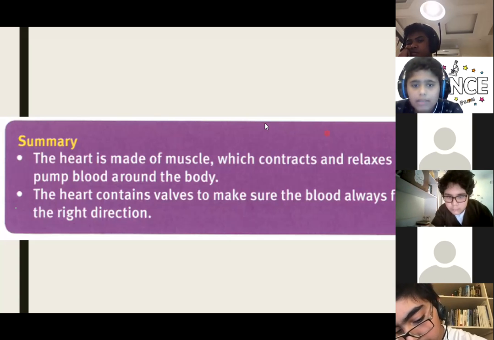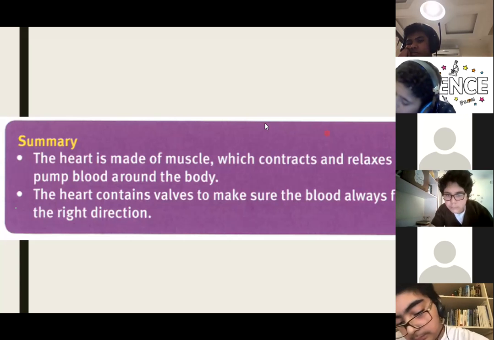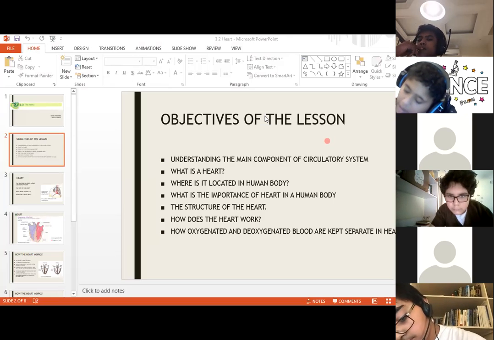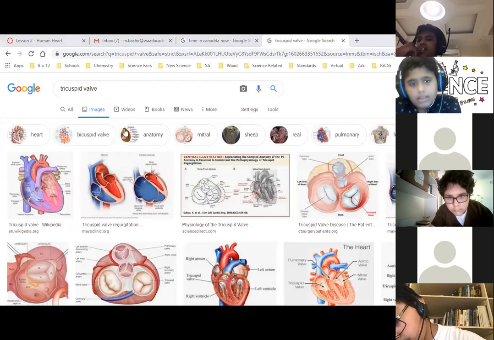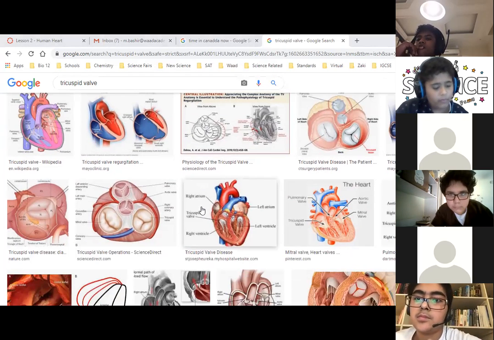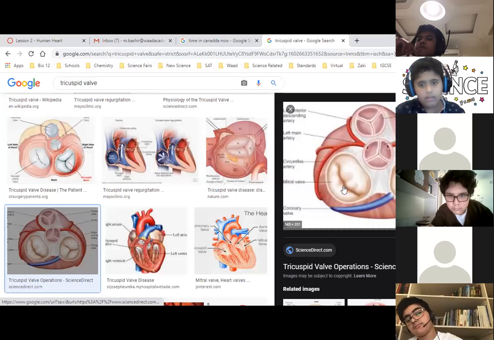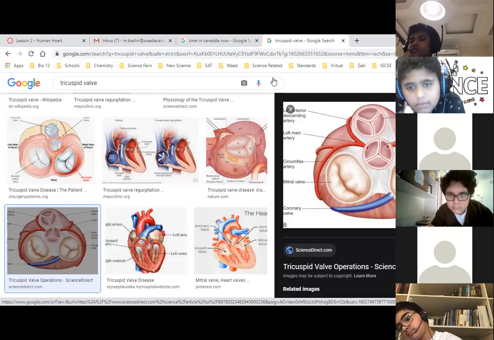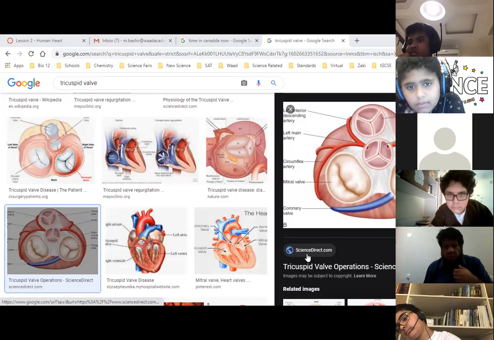Images. Open images. Okay. Tricuspid means it has 3 parts. Let me show you the screen. So we have to go to the internet. Which one is the best picture for you guys to understand? I think this one. This one. Look at this. This is a bicuspid. And this is a tricuspid. It has 3. Let me open up my camera and I'll explain with my camera as well.